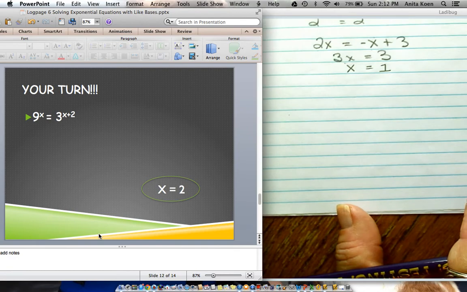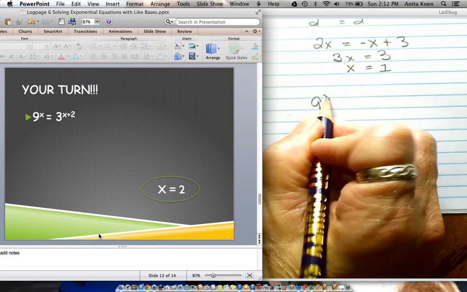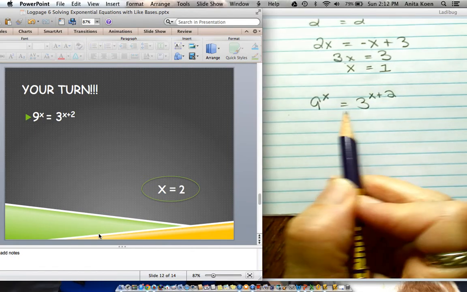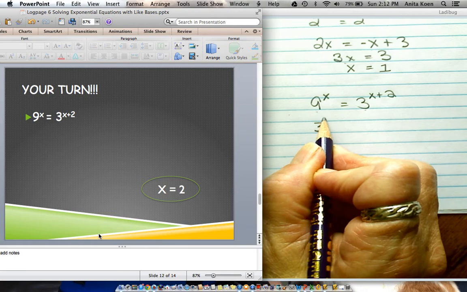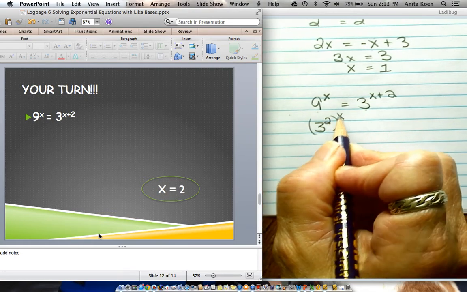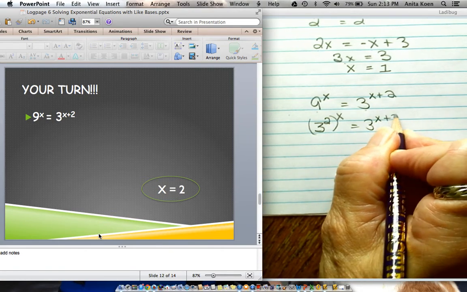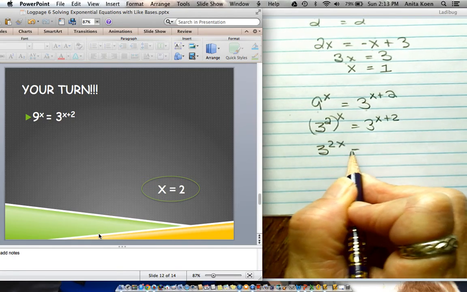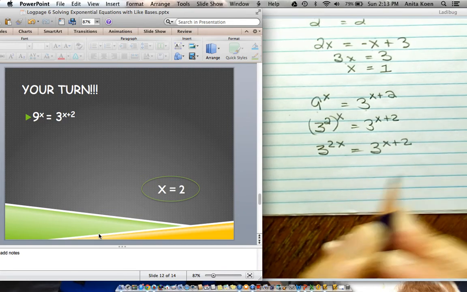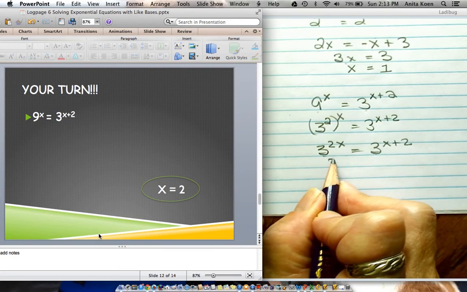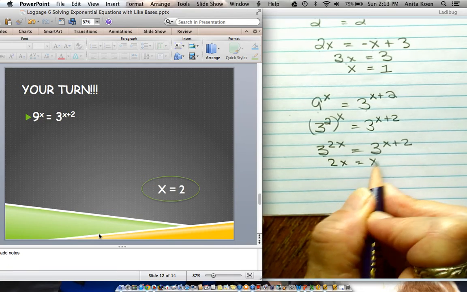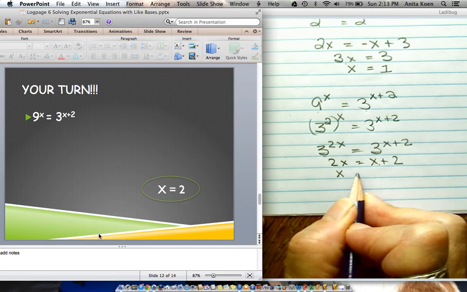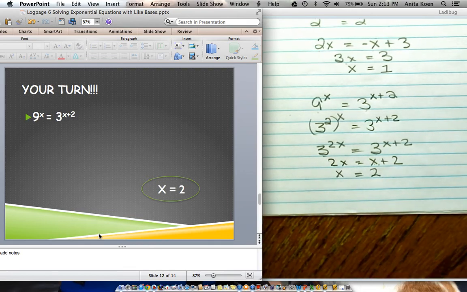All right, here is the answer. 9 to the x equals 3 to the x plus 2. The common base here is going to be 3. 9 is 3 squared, raised to the x, equals 3 to the x plus 2. Raise a power to a power, you multiply the exponents. So 3 to the 2x equals 3 to the x plus 2. Bases are now the same, so we're going to set our exponents equal. Subtract x. 2x minus 1x is x, so x is equal to 2.